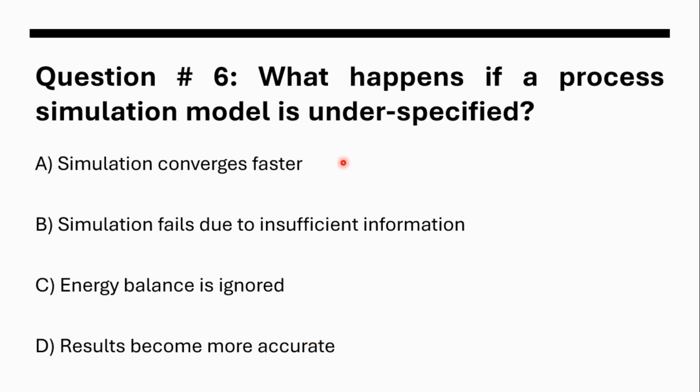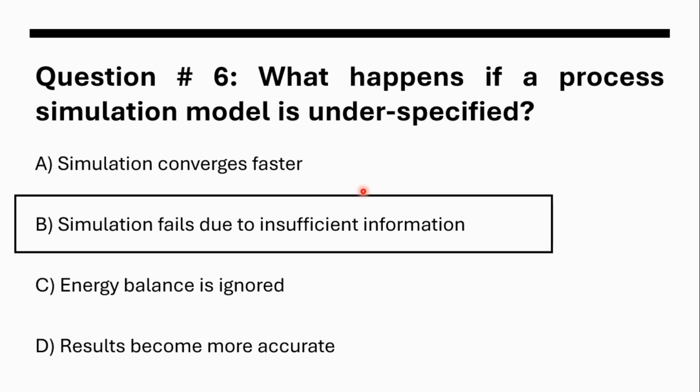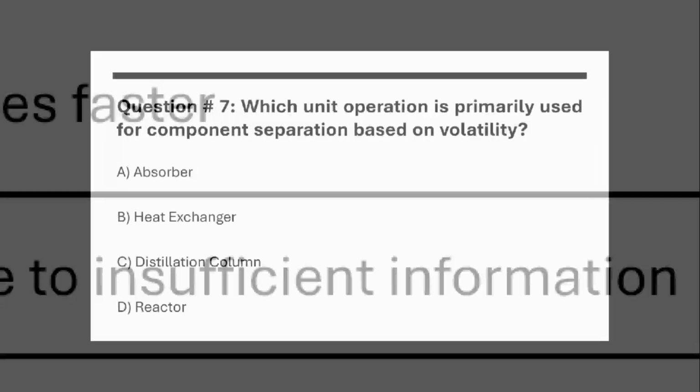Simulation cannot converge if it is underspecified, or if the information is missing. Accordingly, our answer will always be B, that the simulation will not run or will fail if there is insufficient information. So our correct answer is B in this question.